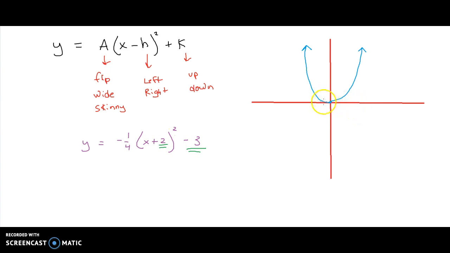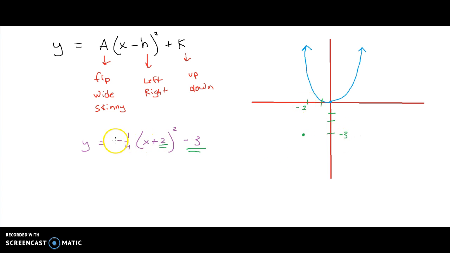Let's just do that for a minute. 1, 2, so that's left 2, down 3. 1, 2, 3, down 3. Okay, so that gives us our starting point for our green parabola right there, matching up with the negative 2 and the negative 3.